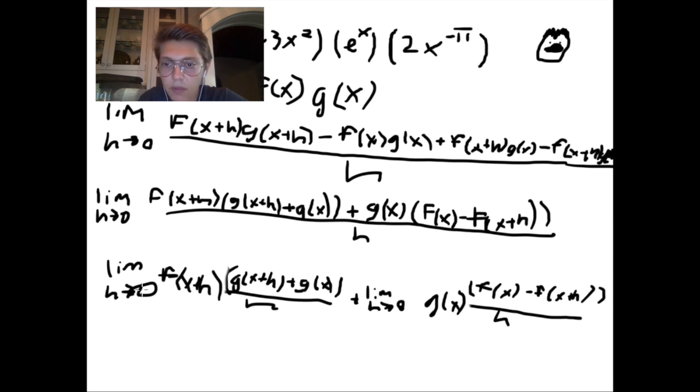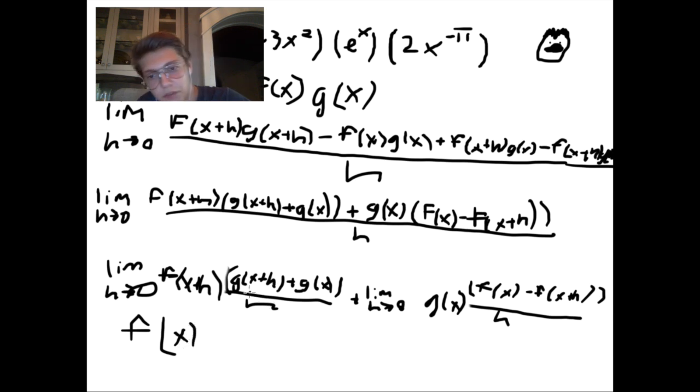So we know that the limit of f of x plus h, that alone, that limit, as h approaches 0, is just f of x, because when we plug in 0 for h, that becomes regular f of x. Now, what do we do with the right guy here?